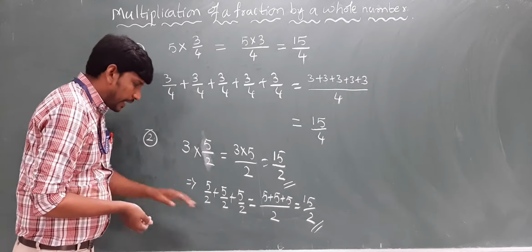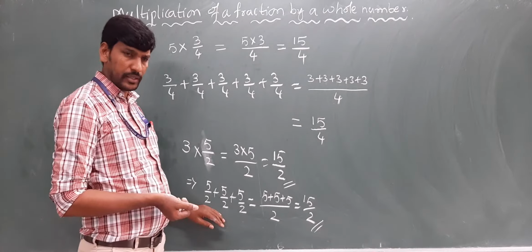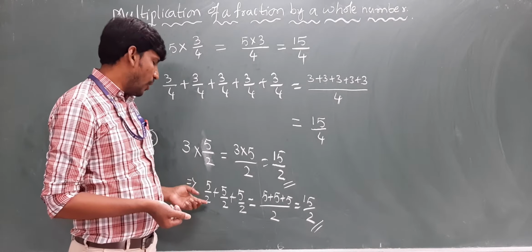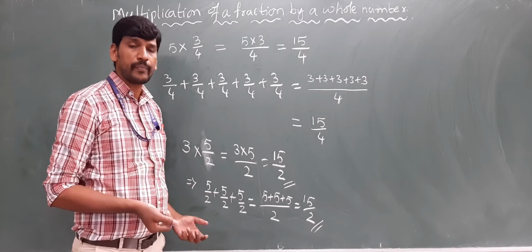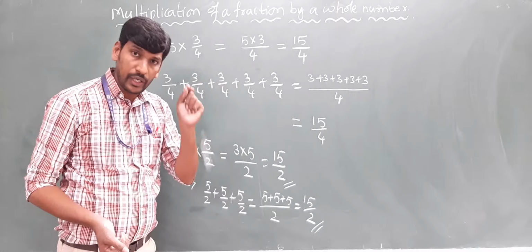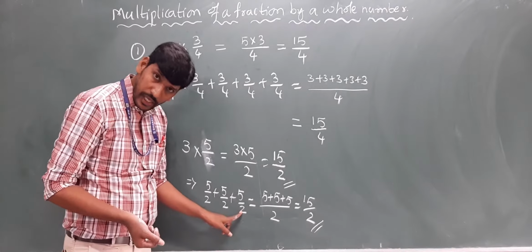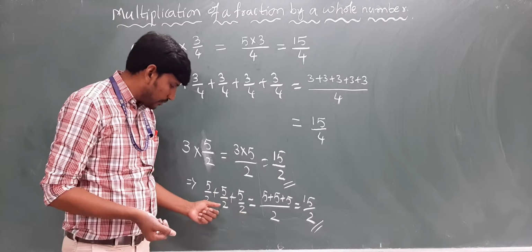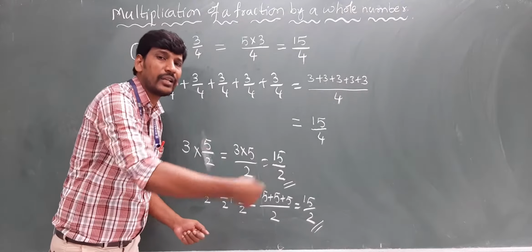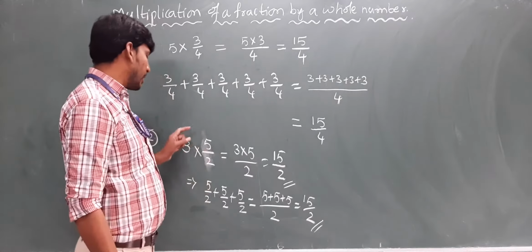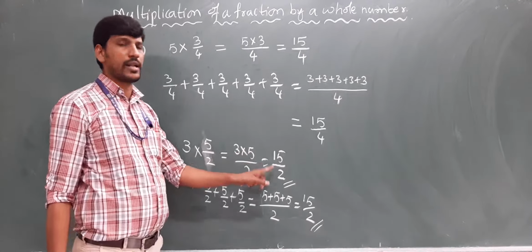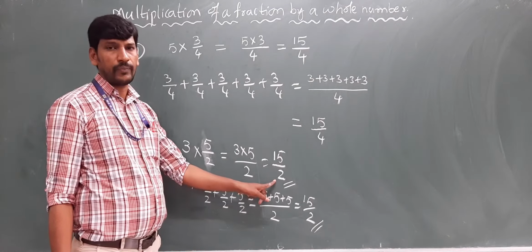Either you multiply or add, you get the same answer. So instead of adding the given fractions, you just multiply with the number of times the fraction is repeated. Keep it in mind: if you want to multiply, you must have the same fractions. Here 5 by 2 is repeated 3 times. That's why we are multiplying 5 by 2 with 3, and we will get the answer. Understood everyone? I hope you understood.